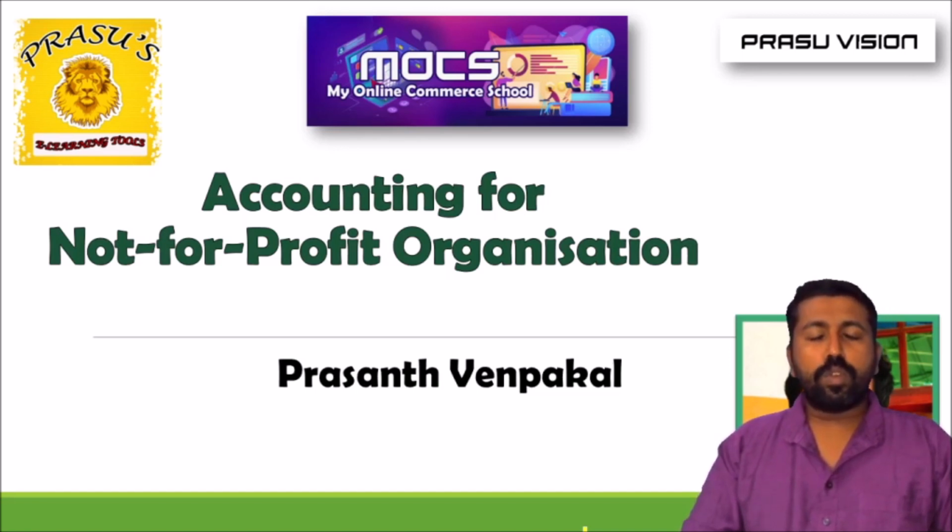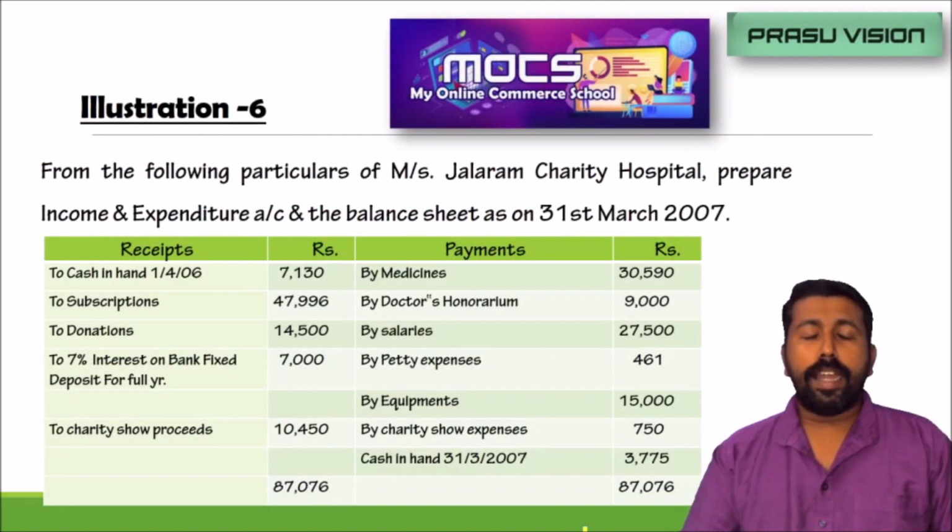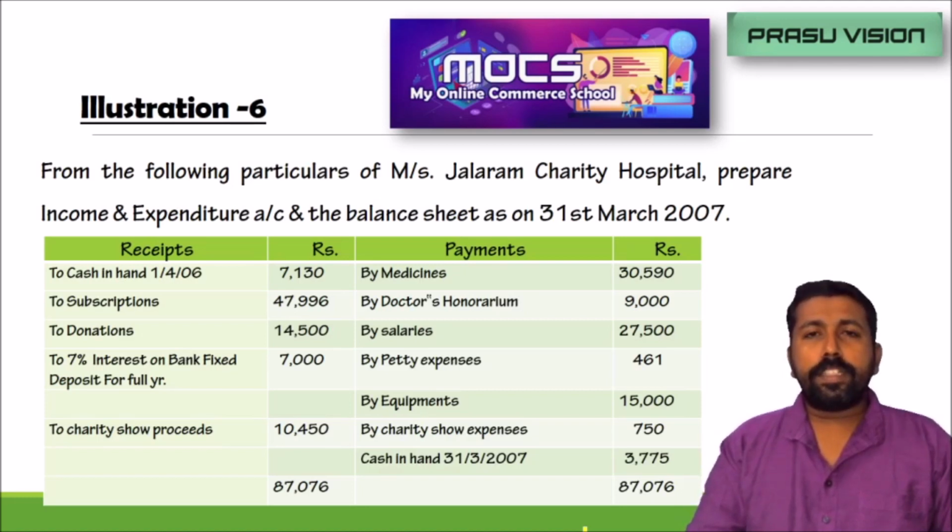First of all, we have to solve one problem. You have to note the question as well as the additional information. In the income and expenditure account, a lot of items are there. On the receipt side, we have to consider the subscription, donation, and interest on bank, where 7% is the interest rate given. It is an income, and the charity show proceeds are also an income for that organization. All those items we have to consider for the income and expenditure account preparation.